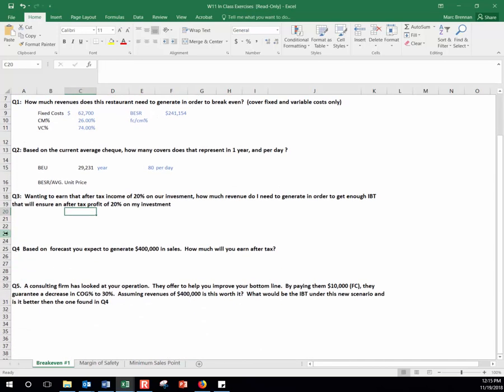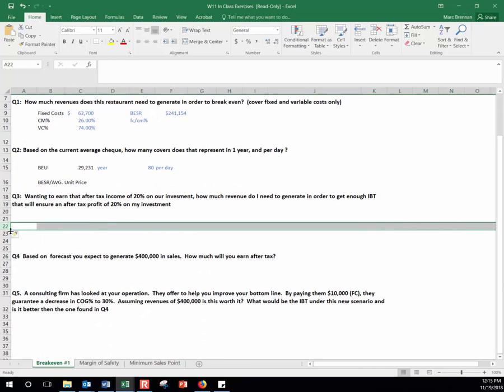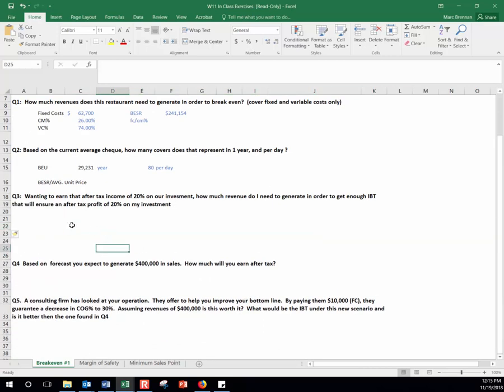So, wanting to earn, and here, let's do this. Wanting to earn that after-tax income of 20% on your investment, how much revenue do I need to generate in order to get enough IBT, operating profit, that will ensure an after-tax profit of 20% on my investment? So in order to do this, first of all, if you go to your handout, revenue required for any amount of operating profit is one of the other formulas that pops up in your handout.